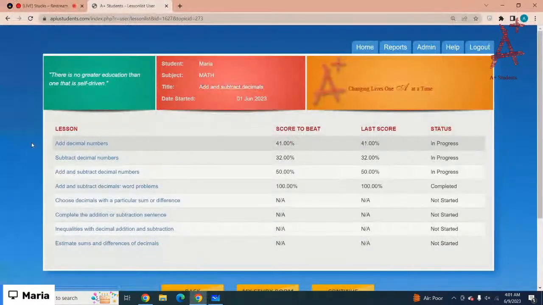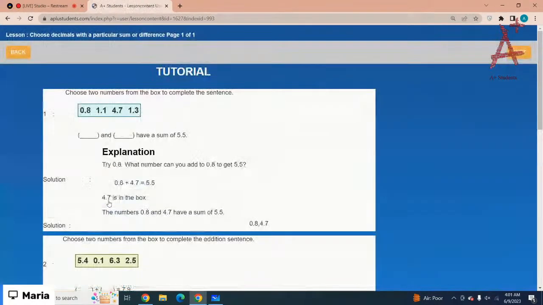Here I'm on grade 5 maths. The chapter is add and subtract decimals. Let's just start with the lesson choose decimals with a particular sum or difference.